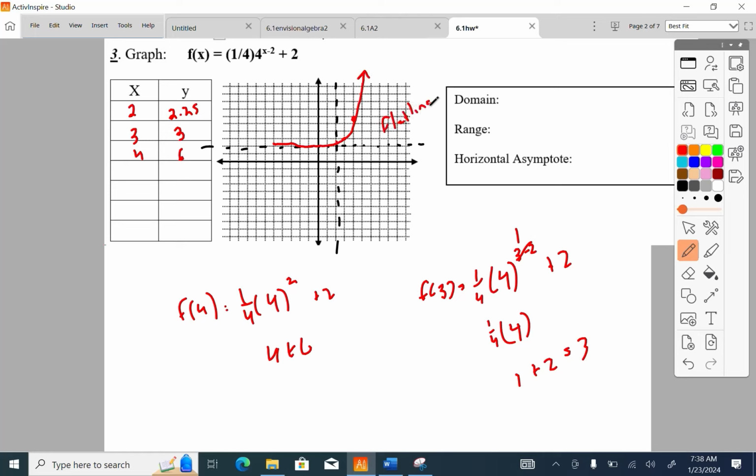Flatline at the horizontal asymptote, which is that guy right there, because it's horizontal. All exponential functions have a domain of negative infinity to infinity. This one's range, we have a low value really close to 2, and then we rise forever. And our horizontal asymptote is right here, which is y equals 2. So, there we go. There's number 3.